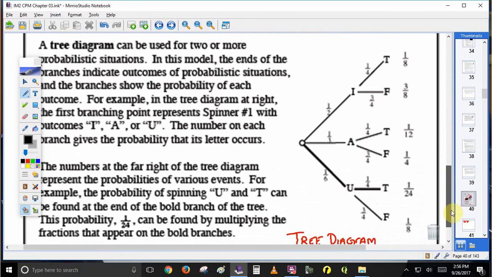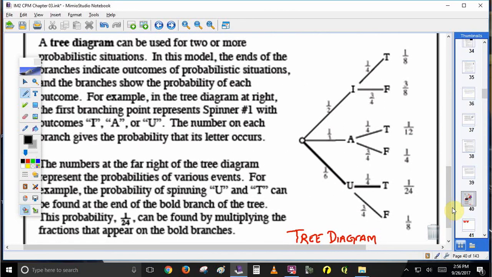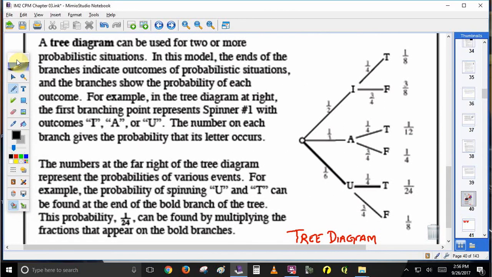Another way to model this same information would be to use a tree diagram. Tree diagrams look like this. Tree diagrams can be used when you have 2 or more probabilistic situations. So once you have more than 2, you probably want to go to a tree diagram. In this case, we're still just modeling the 2 spinners. So we can think about it like this. We have our first spinner here.